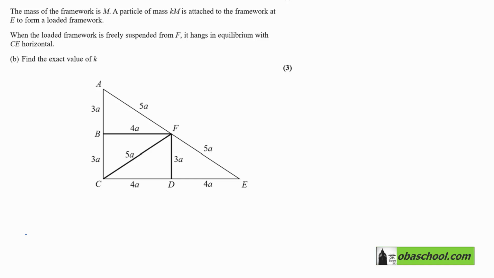We're now told the mass of the framework is big M. A particle of mass km is attached to the framework at E, so just here, forming a loaded framework. Loaded just meaning we've got that extra mass. When the loaded framework is freely suspended from F, it hangs in equilibrium with CE horizontal. So in other words, the horizontal is just here. Find the exact value of k.